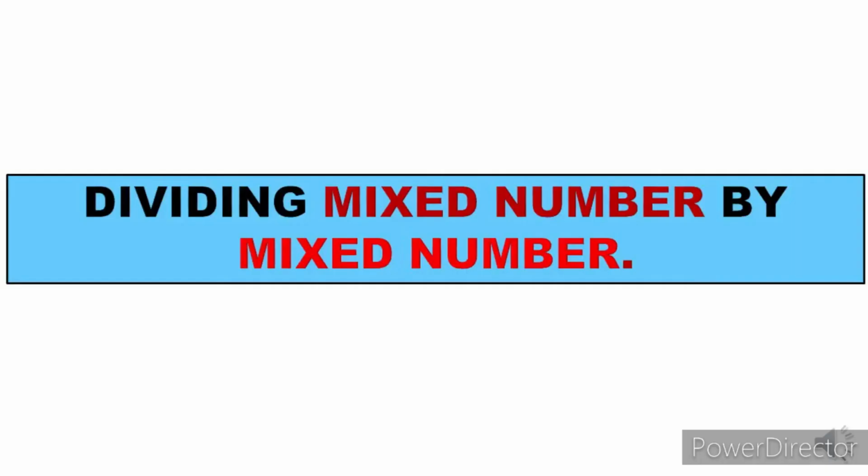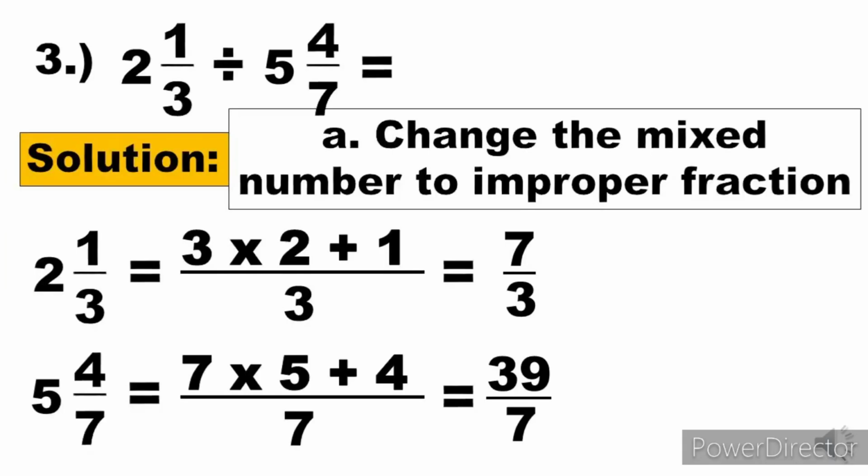Okay, next, dividing mixed number by mixed number. Okay, number 3 example, we have 2 and 1/3 divided by 5 and 4/7. So, ang solution natin dito is to change the mixed number to improper fraction.